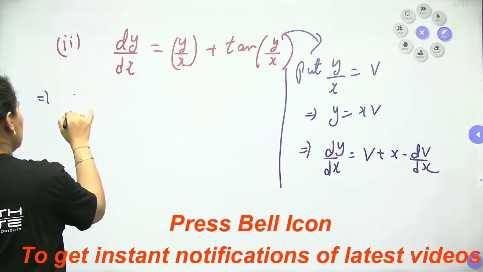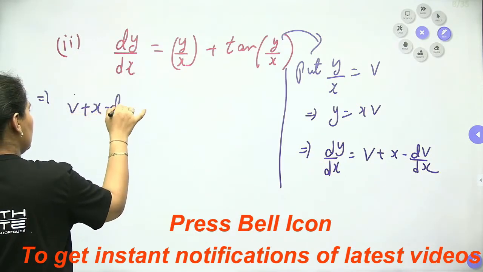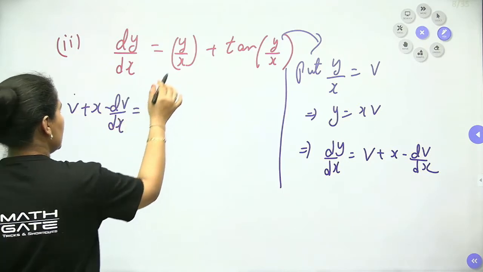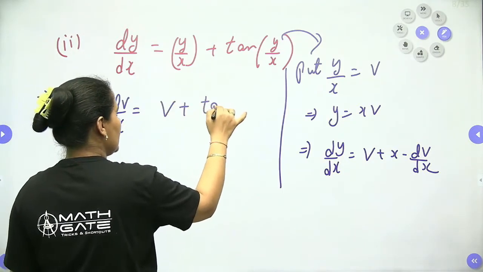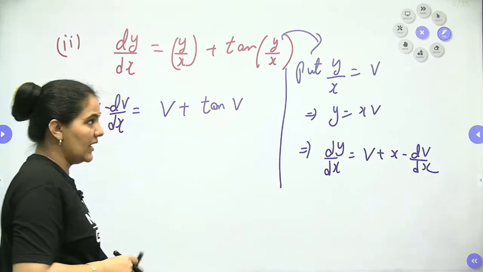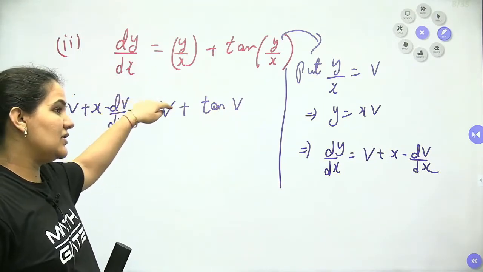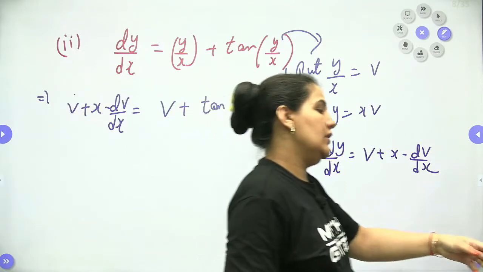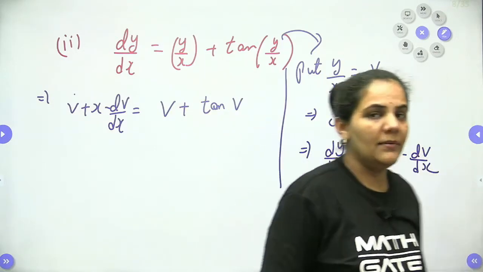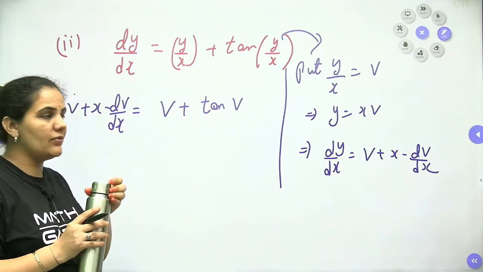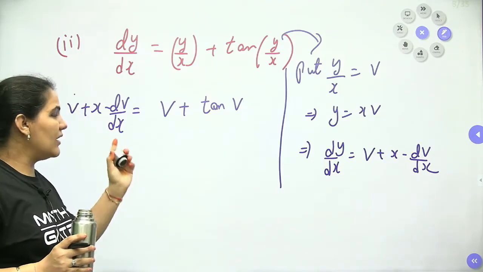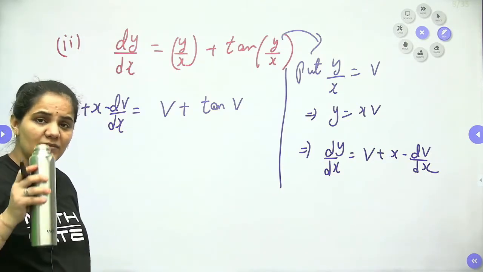When we approach it, v plus x dv by dx, it will be y by x is nothing but v only, plus it will be tan of v only. Yes, exactly, right? y by x is v only. When we approach it, tan of y by x will be tan of v. Now we can easily see here we are having the equation in the form of x and v only.